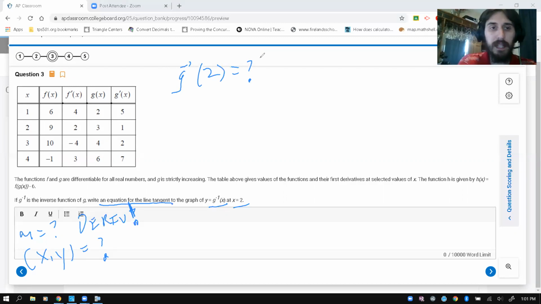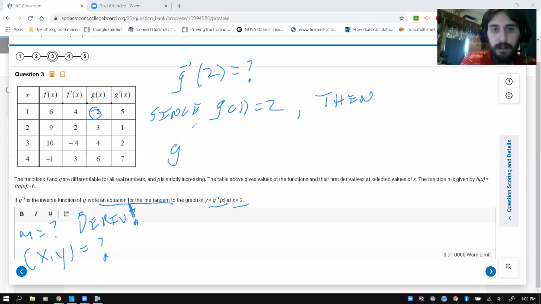It takes your outputs and sends them back to inputs. So I'm looking in my table at my outputs for the value 2, which is right here, and asking what input produces that output. My inverse is going to take that output and send it back to that input. Since g of 1, that input of 1, gives us the output 2, the inverse of 2 is 1. That takes that output of 2 and sends it back to 1. So our point is going to be (2, 1).